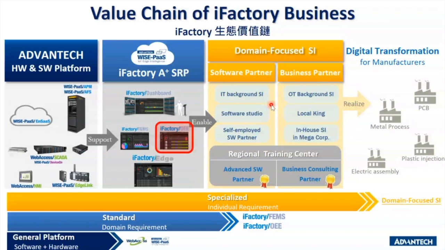So they can fine tune and then achieve digital transformation for different manufacturers in the market. It could be the PCB market, metal process market, plastic injection market, electric assembly market. By introducing this, I hope you have a good understanding of our market positioning and how we intend to help the market with our value chain of iFactory business.